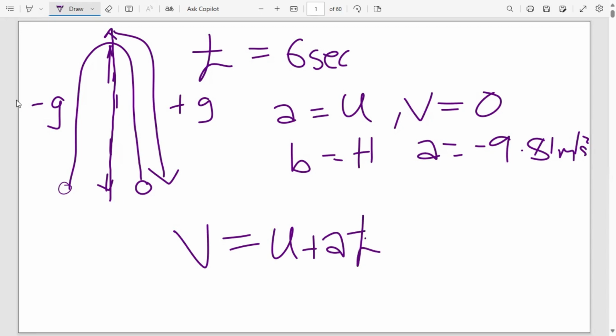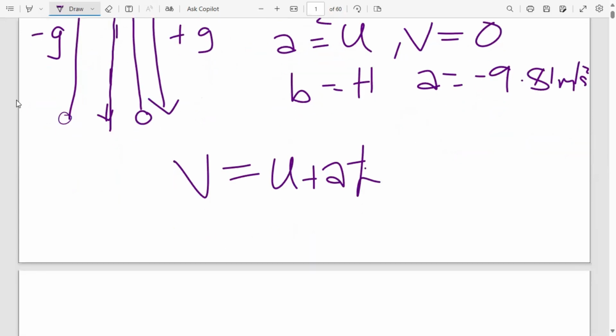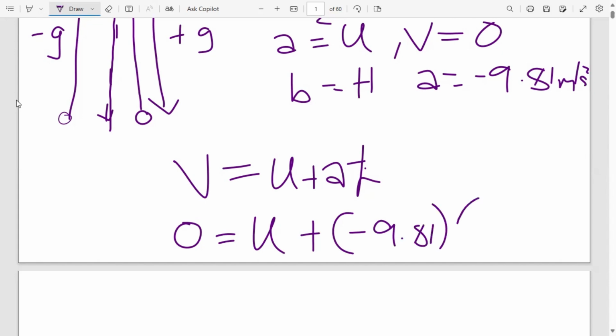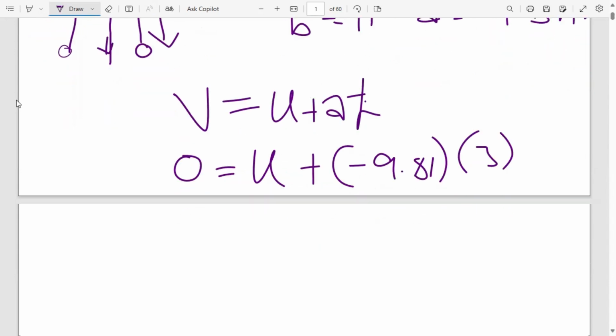What's the time taken for the ball to reach the maximum height? We say this is a symmetrical diagram, which means the time is equally divided between going up and coming down. So we're dividing this 6 seconds by 2, and we're going to get the time to reach the maximum height as 3 seconds. So if we have that information, we know to say final velocity is 0. So I'm going to say 0 is equal to initial velocity plus acceleration, which is negative 9.81, multiplied by time, of which in this case, time is 3 seconds.